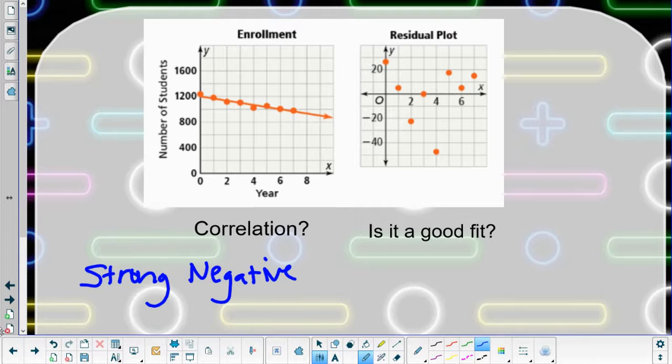Okay, strong negative correlation. But looking at the residual plot, are these dots close to our x-axis? Are they as close to this as we can get? No. So this really is not a good fit. We would like all of our dots to be something like this, where they're really, really close to our x-axis. But our points, unfortunately, are not.